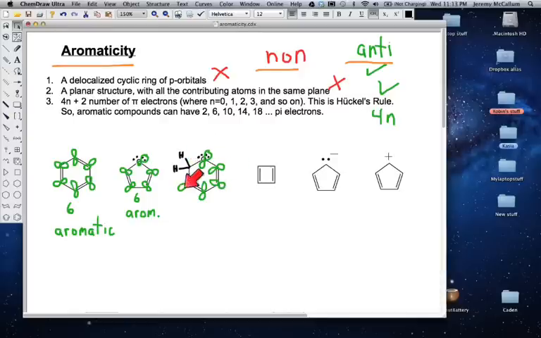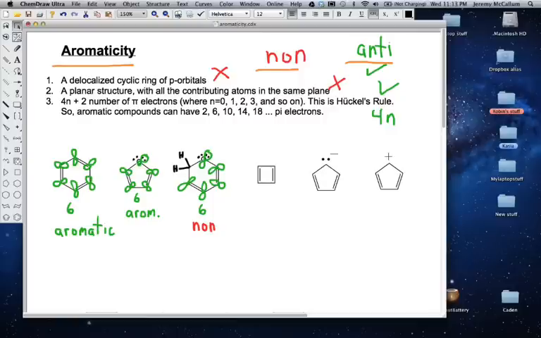What that means is we do not have a cyclic ring of p orbitals because we are not following rule 1. That is not applicable. It makes this compound non-aromatic. So let's still list the number of conjugated electrons we have: 2, 4, 6. So we do have 6 conjugated electrons, but because we don't have a cyclic ring of p orbitals, this compound is non-aromatic, so we'll just abbreviate that as non.